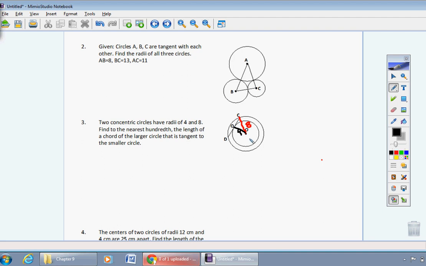Now, it says find to the nearest hundredth the length of a chord. Notice that CD is a chord of the larger circle, because it connects 2 points on the circle, and it's also a tangent to the smaller circle because it intersects at 1 point, and that's point Q.